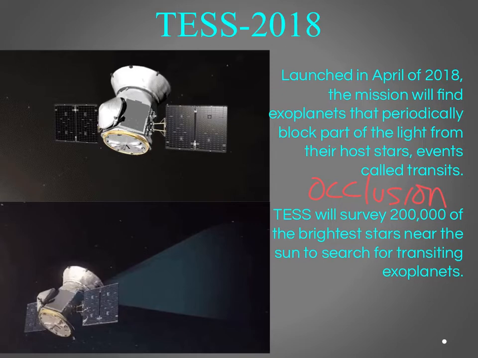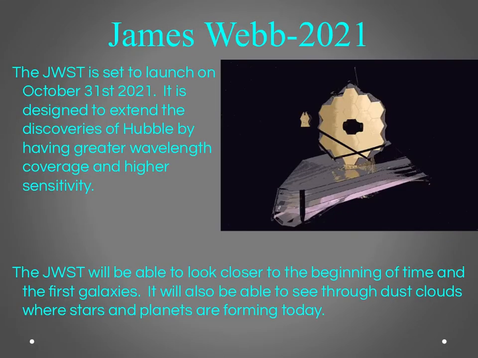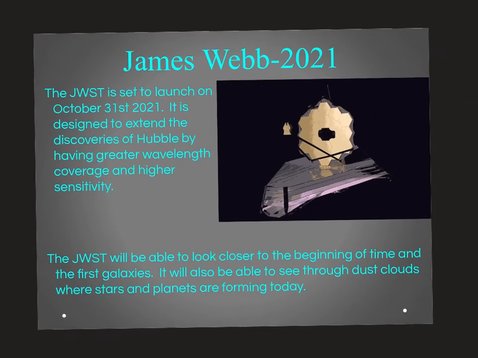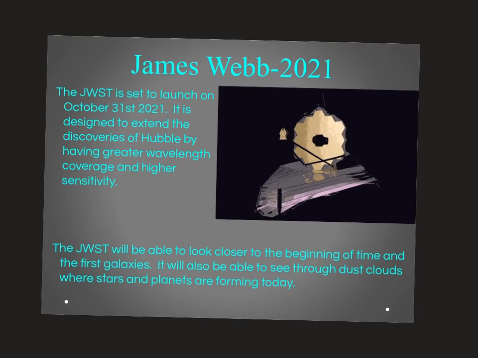Okay. TESS will survey 200,000 of the brightest stars near the sun to search for transiting exoplanets. James Webb 2021. This is a really interesting telescope, or an observational device. The JWST is set to launch on October 31st, 2021. That's like my birthday. It's really cool.